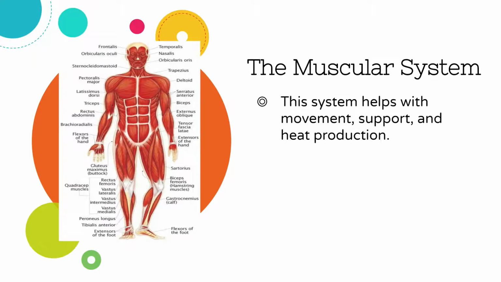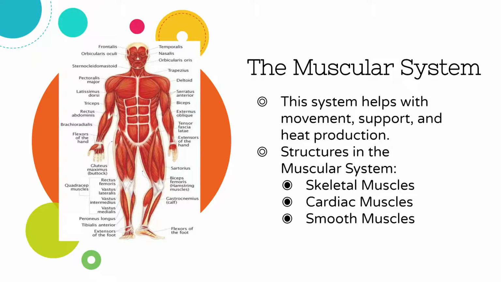The muscular system helps with movement, support, and heat production. Structures in the muscular system include skeletal muscles, cardiac muscles, and smooth muscles.